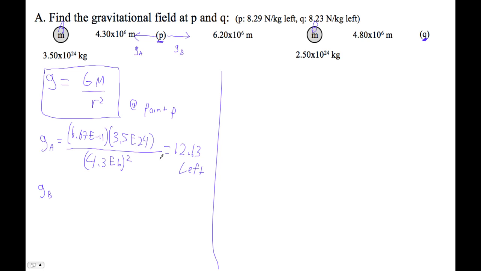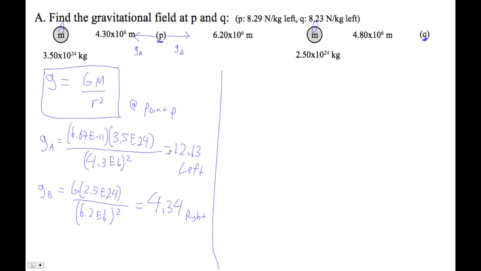And then we'll do Q over here. Okay, this is going to be G times, this mass is 2.5 E24, right? And then this distance is 6.2 E6, and then don't forget to square it, or you'll get a really big number. All right, so let's see. I'm going to change that to 6.2. Change that to, what is that mass? 2.5. All right, this is 4.34. And this is to the right.